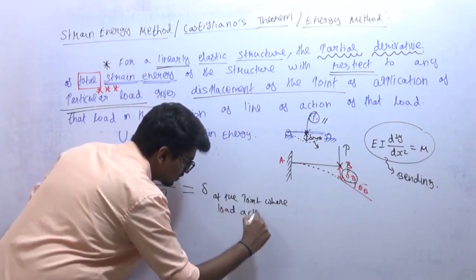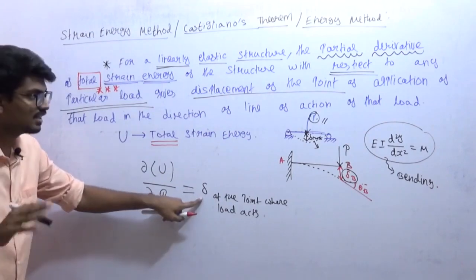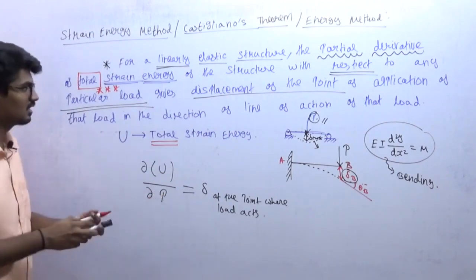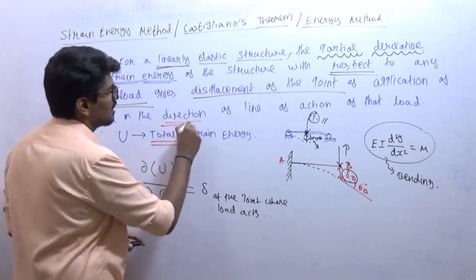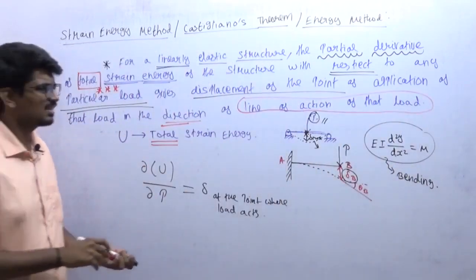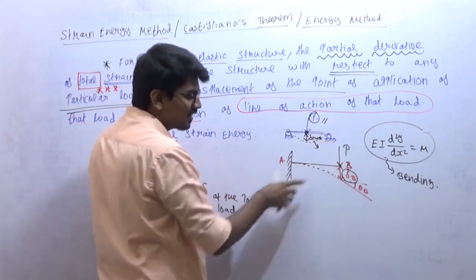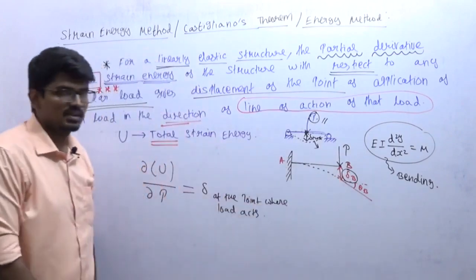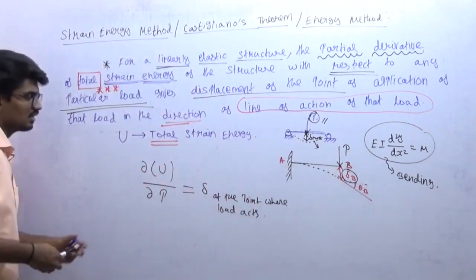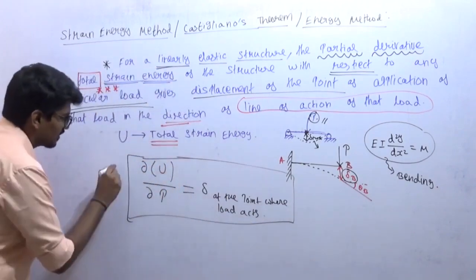load acts. That's it. And in which direction will that deflection be? The deflection will be in the same direction as that of the line of action of the load. So is it very simple, right? See, load is acting in this direction, deflection is happening in downward direction only. Okay, that is our first theorem. Okay, first statement.